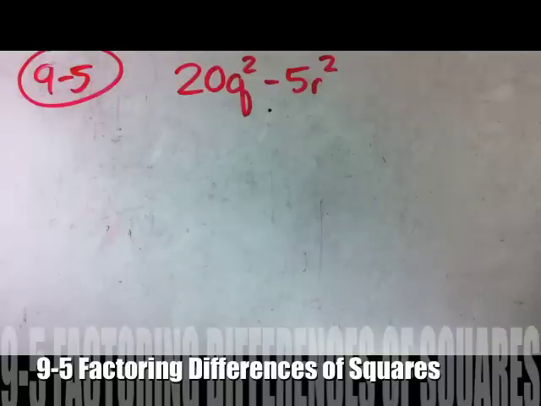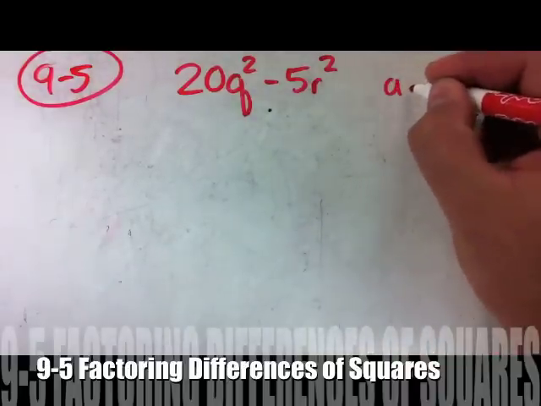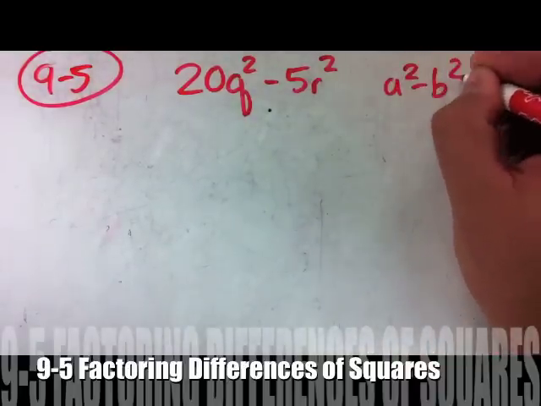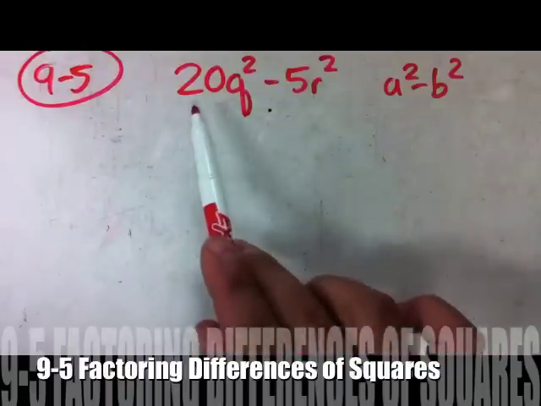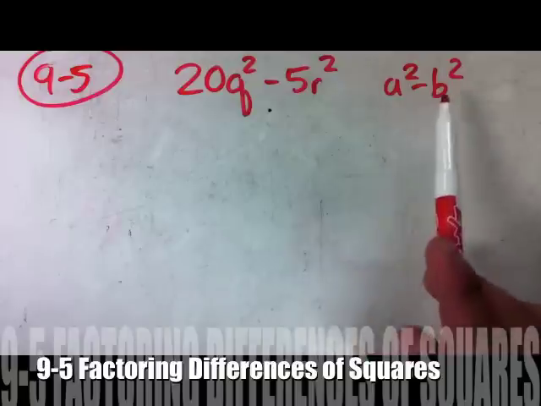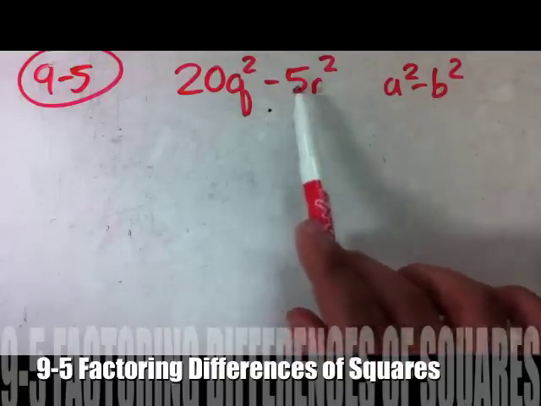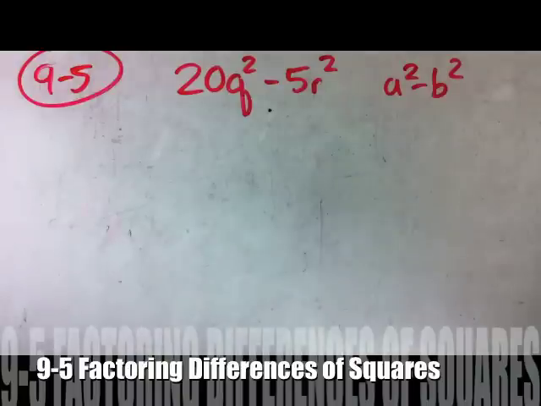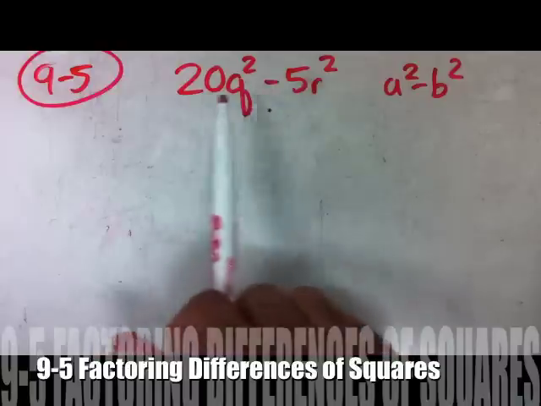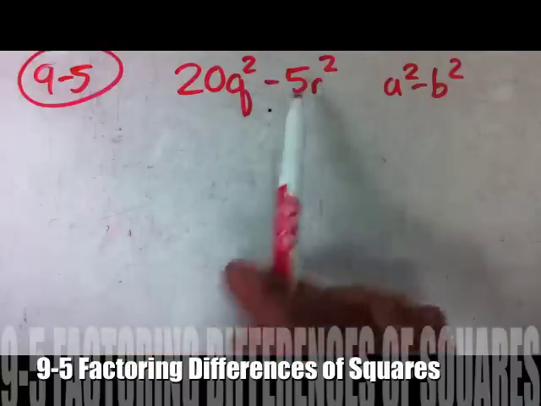Now remember that when you see this problem, it has to be written in a squared minus b squared form, which it is. A in this case is 20q and b is 5r. The minus is not necessarily the negative of the 5, it's just part of the problem, so we're really not going to mess with it too much. So the first thing to understand here is that this is a factoring out a common factor problem, because these two numbers have a common factor, which is 5.